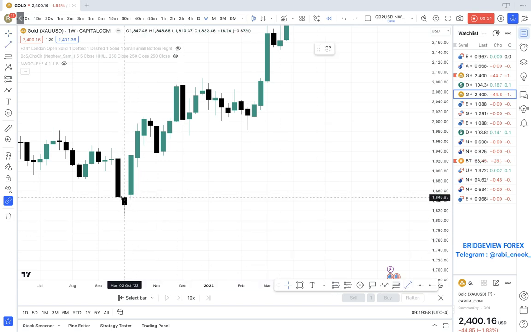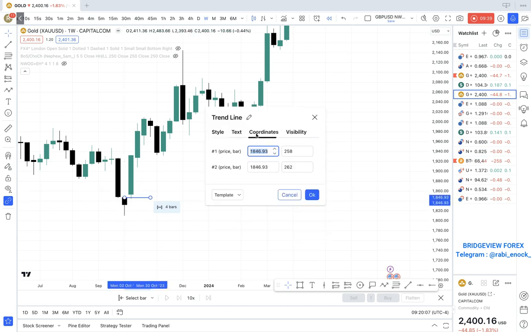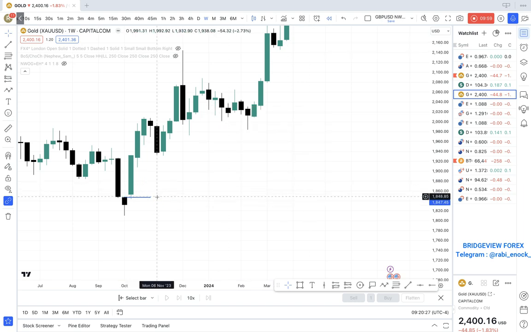So you come here, look for the open of this. The open is 184745. Copy. So you copy and then you come for the opening of this.